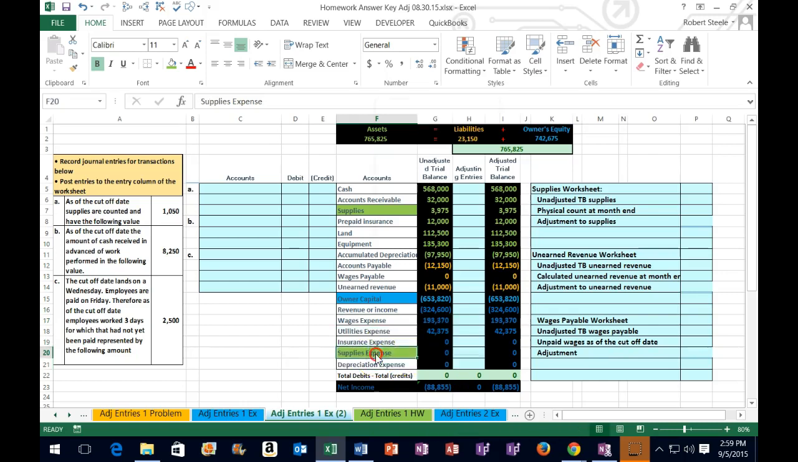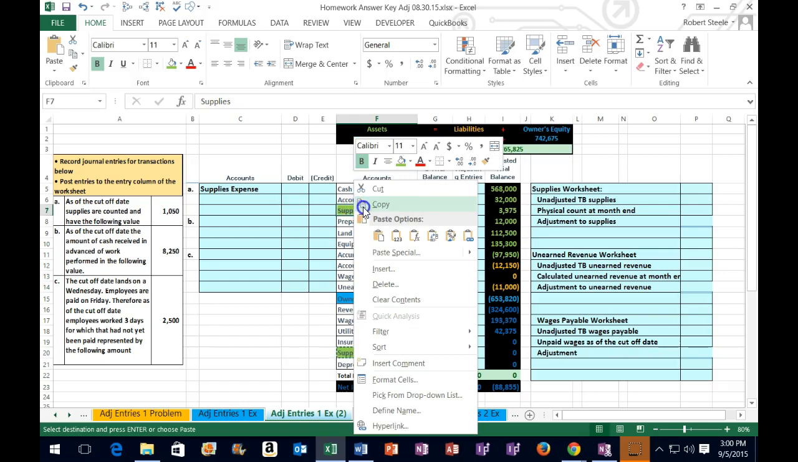So I'm going to go ahead and copy this supplies expense. I'm going to put it on top, representing the fact that it will be debited. And if there's only one other account that is affected, and it's that one, then I'm going to put this on the bottom, representing the fact that that must be an account that's going to be credited.